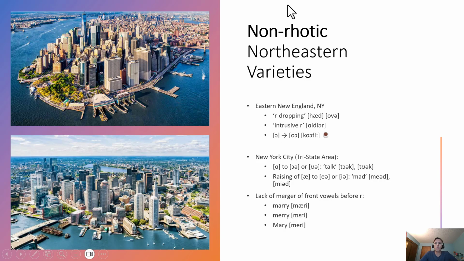Let's talk a little bit about some northeastern varieties of English. Pictured here are the great cities of New York and Boston, which have a lot of similarities, but definite differences. In eastern New England and New York, these are both non-rhotic Englishes, which means they are R-dropping. So if you talk about something being hard, or you order your eggs over hard in a diner, you're R-dropping.